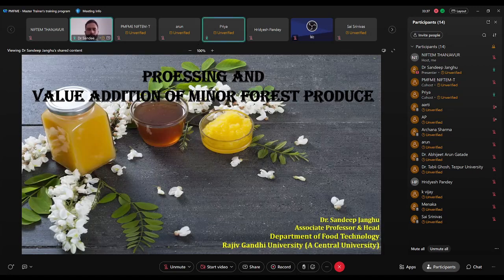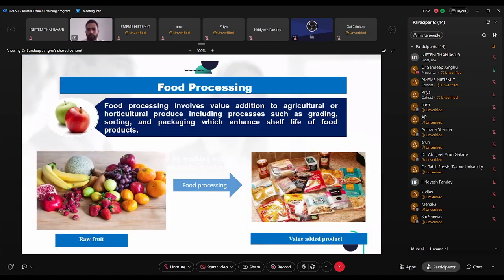Okay. So, very good morning to one and all present here today. As Priya told, we are going to discuss processing and value addition of minor forest produces. Before coming to the main topic, processing is mainly done for extending the shelf life of food products, along with various other reasons. Processing can be primary, secondary, or tertiary.